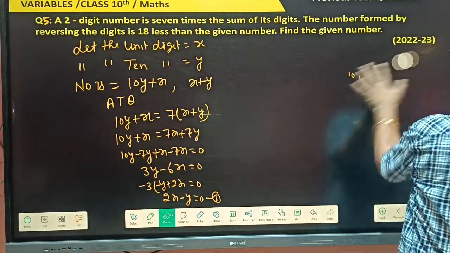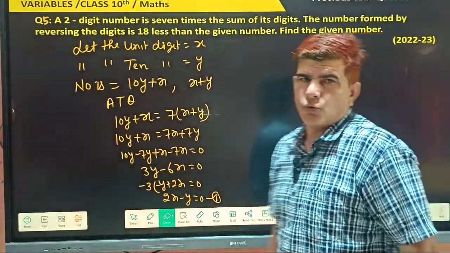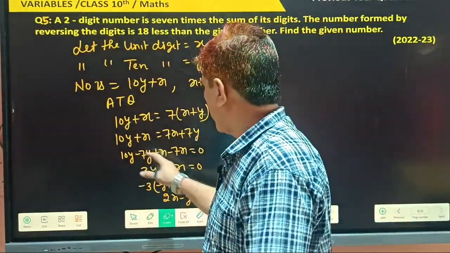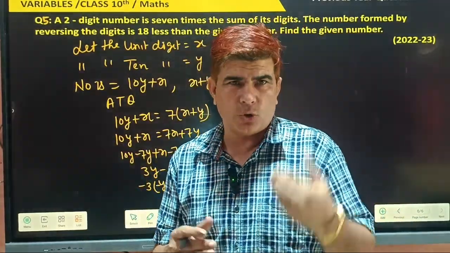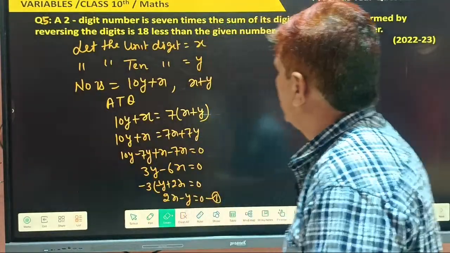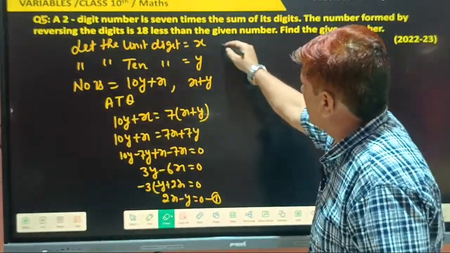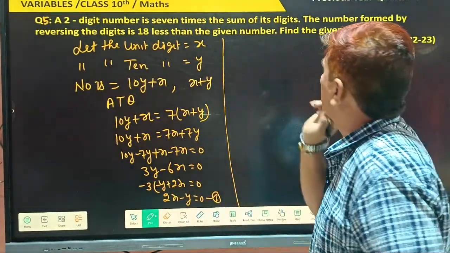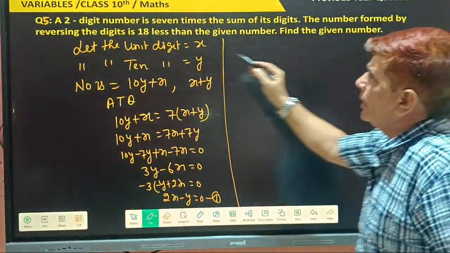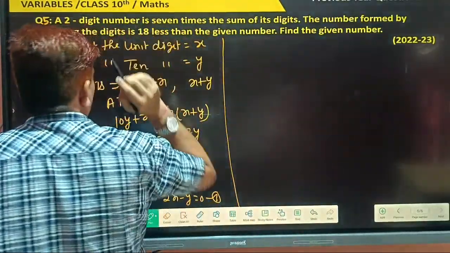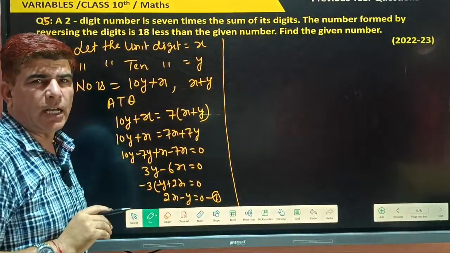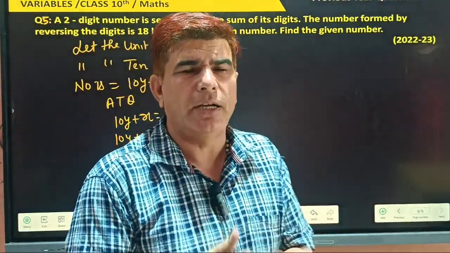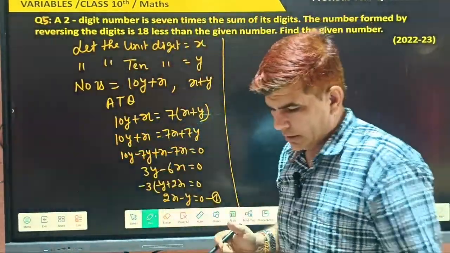For the second condition, to solve for two variables, here x and y are the variables. To solve these variables, what do we need? We need two equations. One equation is this. Another is from the number formed by reversing the digits. Reversing the digits means the unit digit becomes the ten's digit and the ten's digit becomes the unit digit.